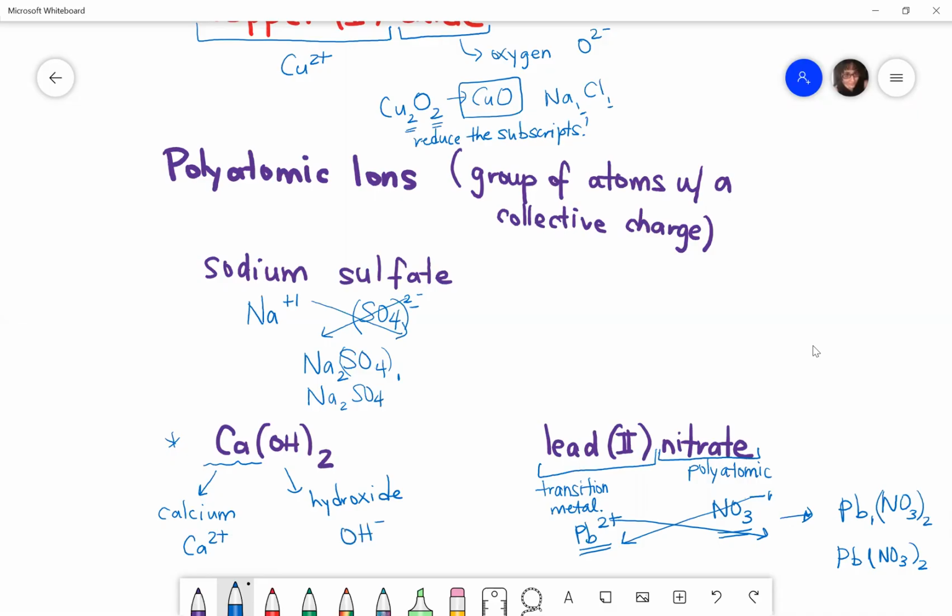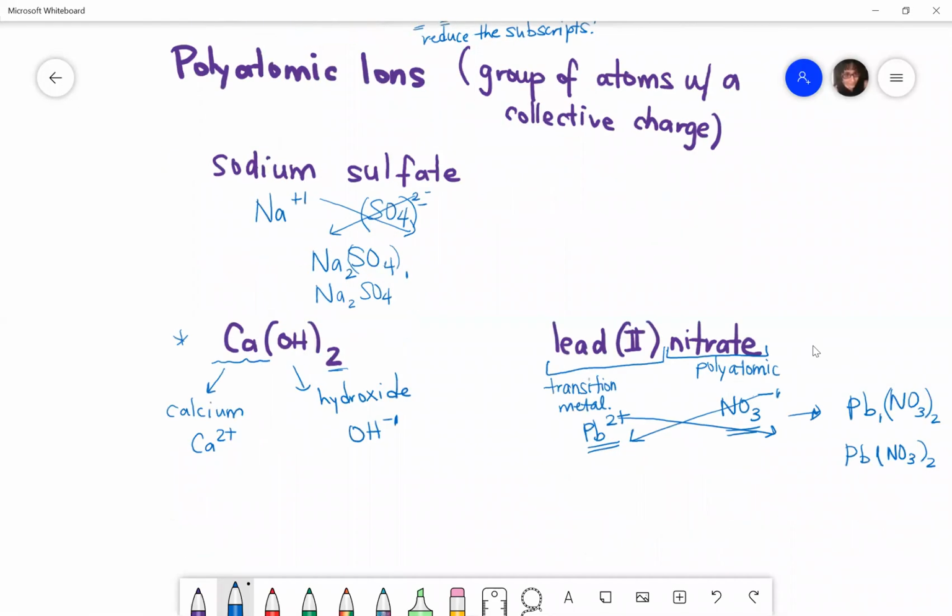OH minus. And if we take a look at how it's written, it makes sense with the crossover rule: the hydroxide had a minus 1 charge, and the calcium had a plus 2. So when it was crossed over, we can see the OH is in brackets with that 2 on the outside. So the name of this compound is calcium hydroxide.